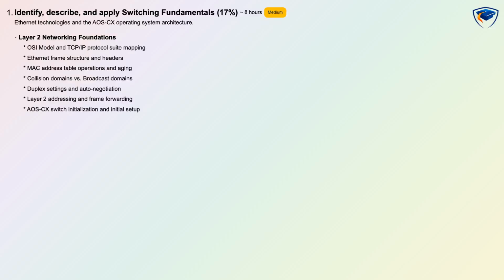Identify, describe, and apply switching fundamentals is weighted 17%, labeled medium difficulty with 8 estimated learning hours and conceptual plus scenario-based assessment. Candidates will learn Ethernet technologies, the OSI model mapping to TCP/IP, Ethernet frame structure, and Layer 2 addressing and frame forwarding. You will practice MAC address table operation and aging, understand collision versus broadcast domains, set duplex and auto negotiation, and complete initial AOSCX switch setup tasks in scenario exercises.